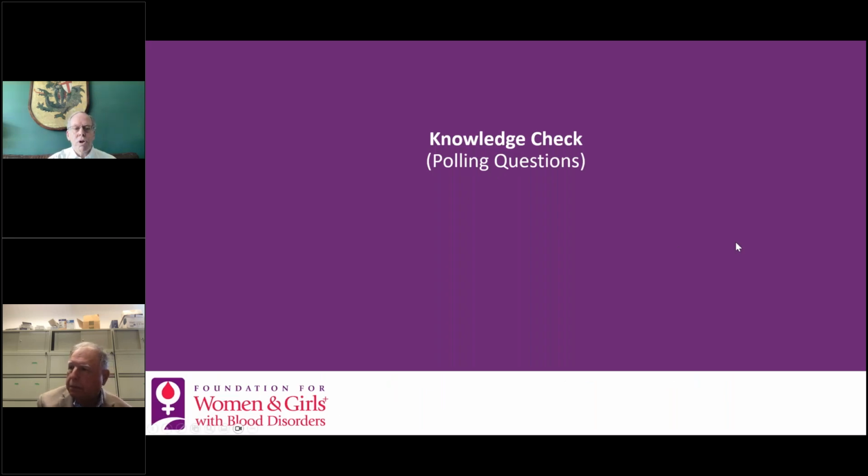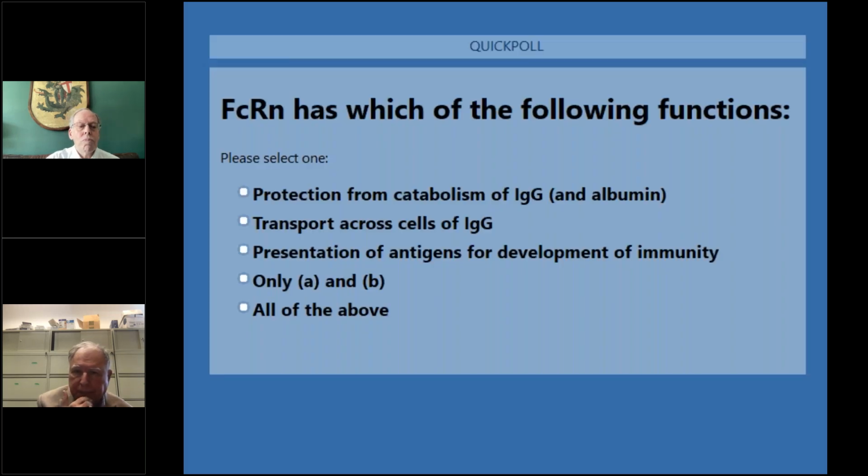And I guess, Trudy, we're going to do the polling questions again. So which of the following functions does FcRn have? Protection from catabolism of IgG and albumin, transport of IgG across cells, presentation of antigens for development of immunity, only protection from catabolism and cell transport, or all of the above? Please select one.